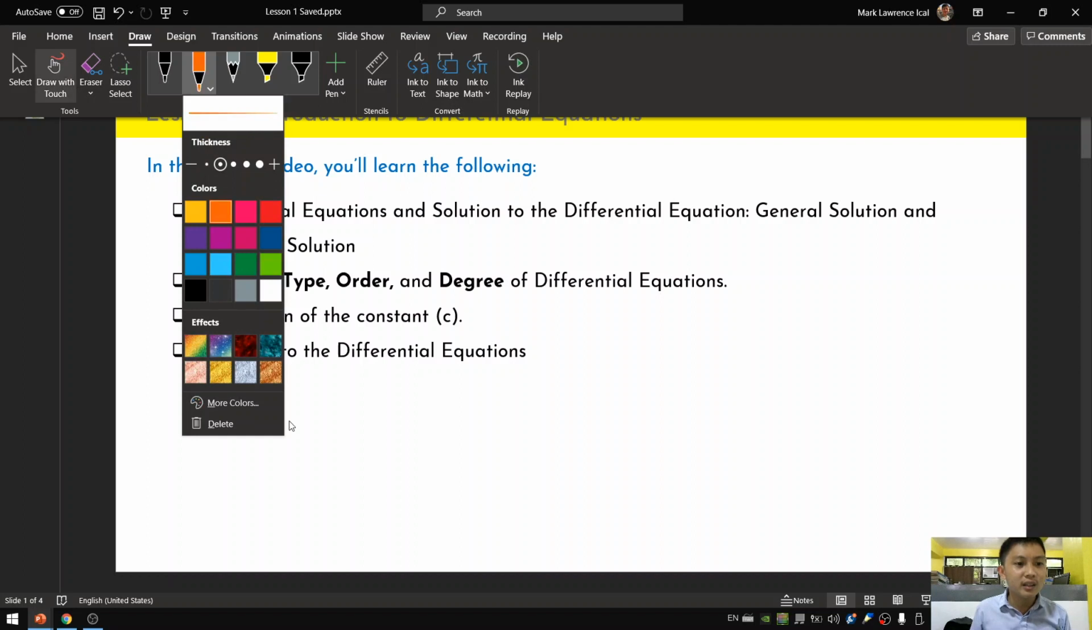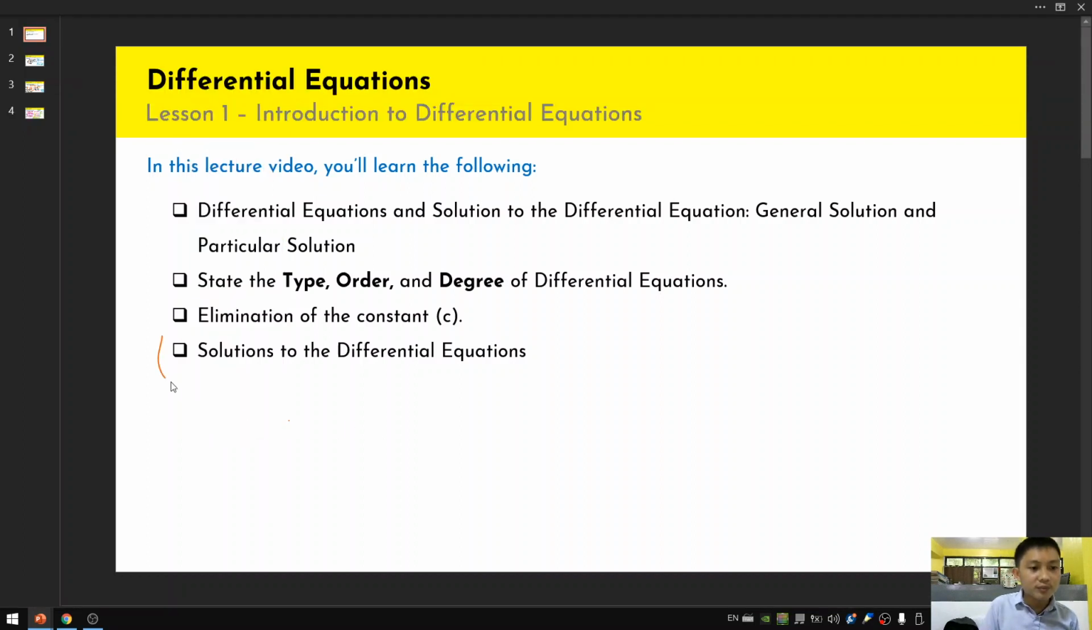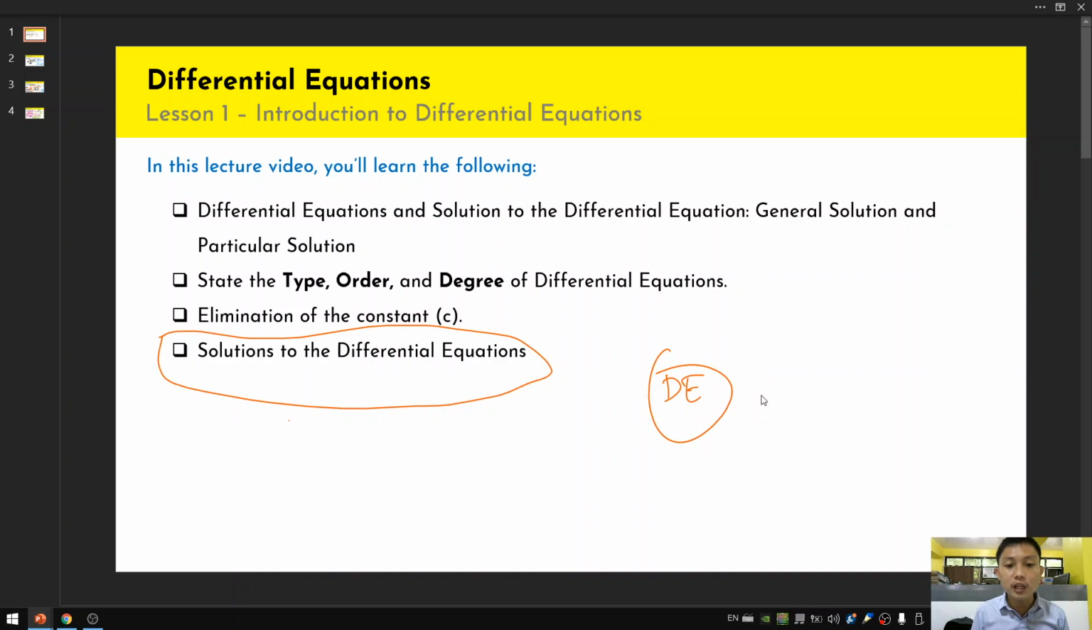Sorry. Now, ito na yung topic na ito. So this is going to be the next topic for the week. You're going to learn how to get the solutions when you are given the differential equation. So una, differential equation muna, and you're going to find the solution. Okay? So the question is how.